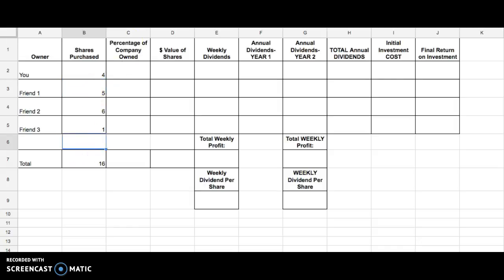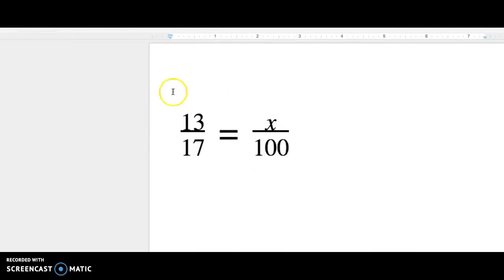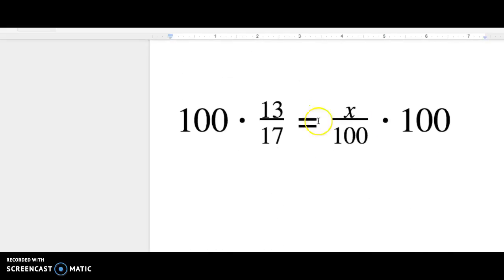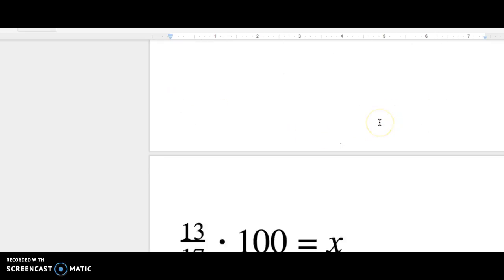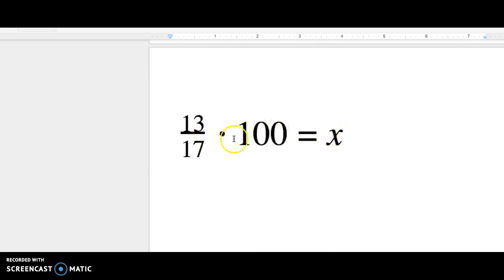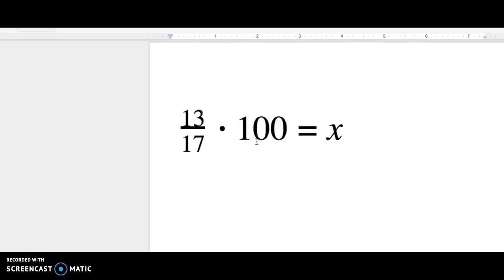So if we look at how we've done it in class up till now, that's just like our homework assignments. If you got 13 out of 17 correct, what percent did you get correct? Well, to solve this, we said, to get x alone, I'm going to multiply both sides by 100. What that ends up doing is canceling out our x's on both sides. I put the times 100 at the back on this one just to help us with our formula. If you leave it at the front, it would be the same.